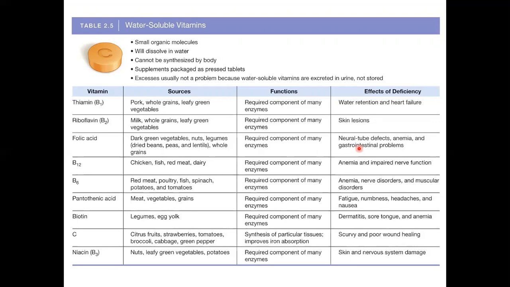Anemia occurs with a lot of your B vitamins, as well as nerve disorders, because your B vitamins are required for proper nervous function. Vitamin C deficiency causes scurvy and poor wound healing. So you can take a look at those guys. Where do we get them from? You can get them from leafy greens, legumes, whole grains, veggies, and nuts. Those are good for vitamin Bs.